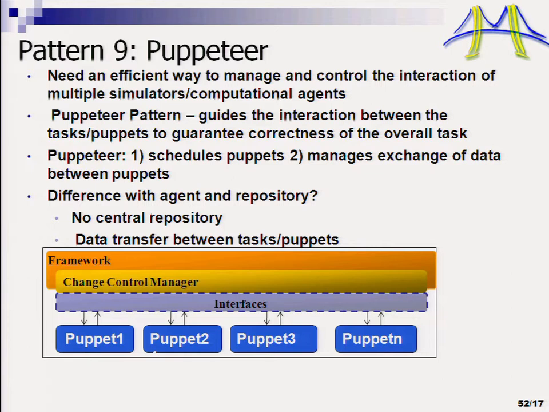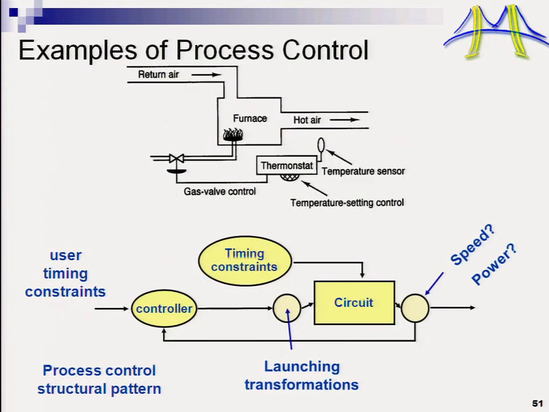Okay, last one, puppeteer pattern. Yeah. Do you get a race condition or maybe a serial bottleneck because of that architecture you just described?